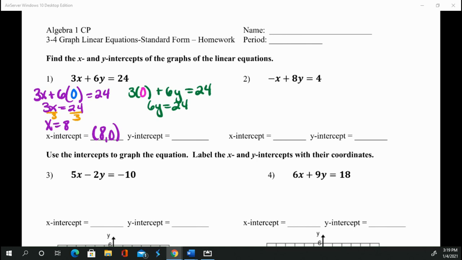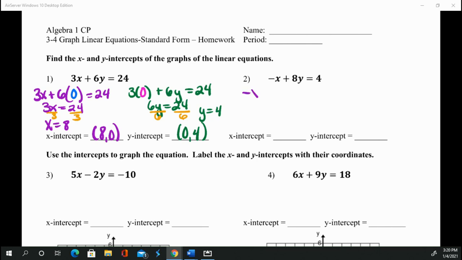So just remember, when you're finding the x-intercept, make sure you're left with an x term after you substitute 0. If you're finding the y-intercept, make sure you're left with a y term to solve. That's one way to catch if you're substituting 0 in for the wrong variable.